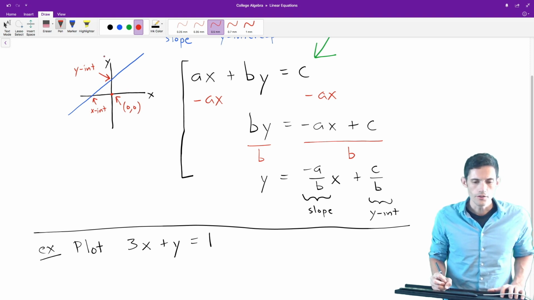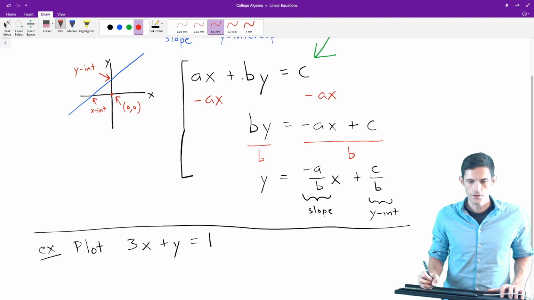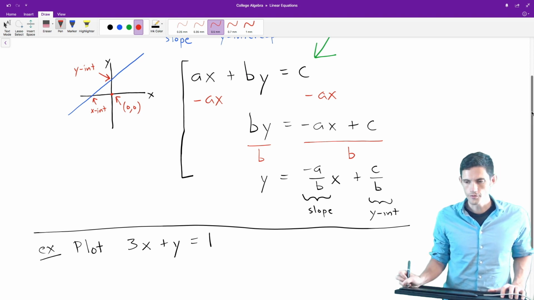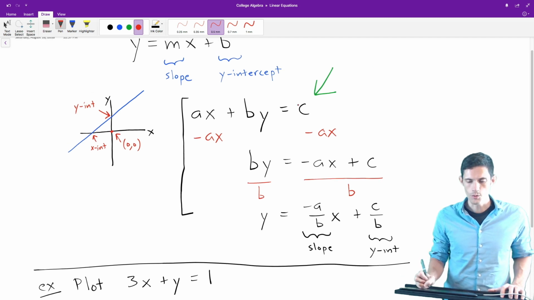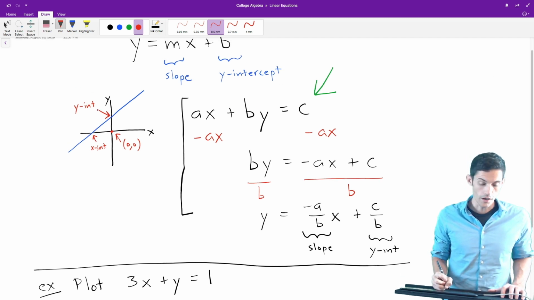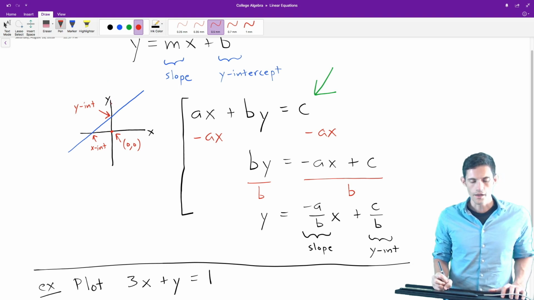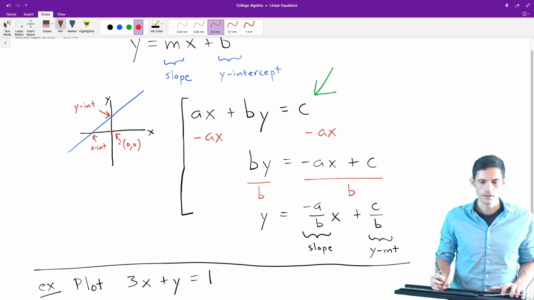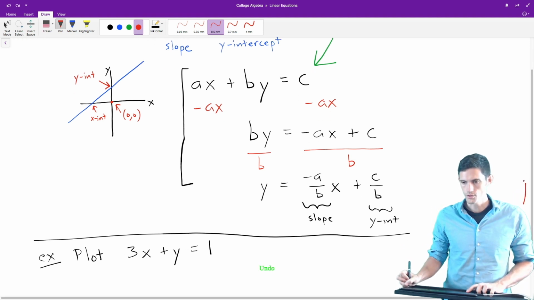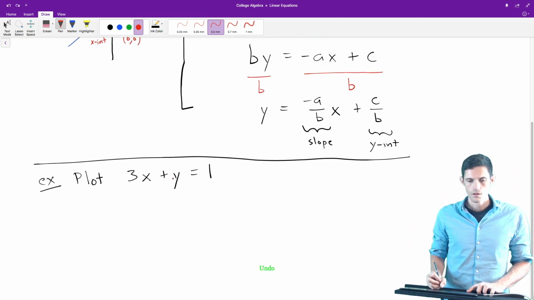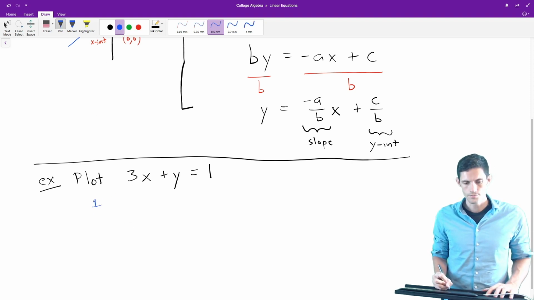In order to find the y-intercept, I could either have the equation of the line y equals mx plus b, or I could have ax plus by equals c. It doesn't matter. To find the y-intercept, I need to know the value of y when x is equal to 0. So all I've got to do is set x equal to 0. So let's do that. So I need two things.